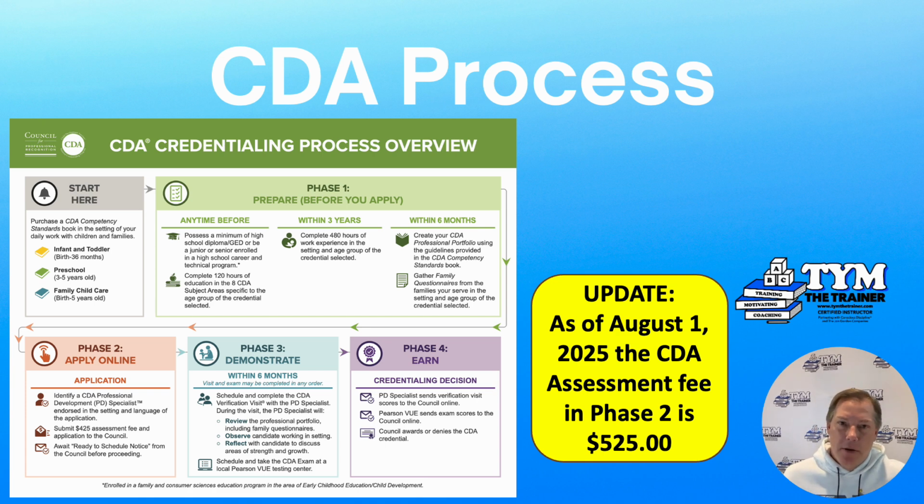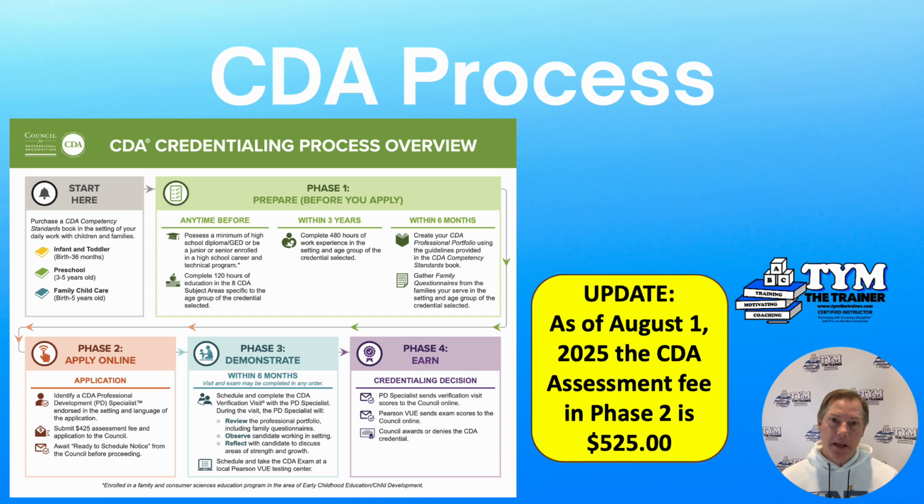Next, you've got to make sure that you have a minimum of a high school education, or you could be a junior or senior in high school that is enrolled in some type of technical program that is approved by the education agency. The next thing you're going to do is you're going to complete 120 hours of professional education in the 8 core competency areas outlined by the Council for Professional Recognition. That's what you're going to be doing with me. Our role in the CDA process is to provide you with the 120 hours of professional education needed.